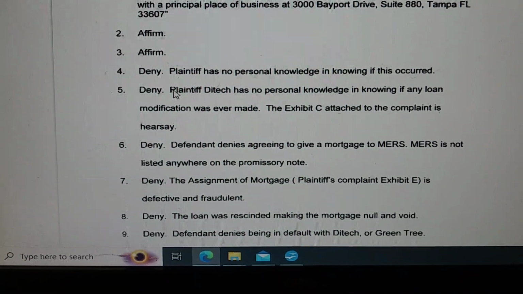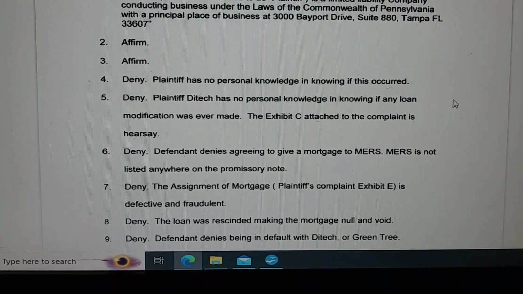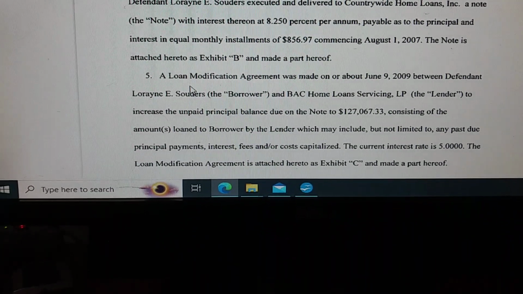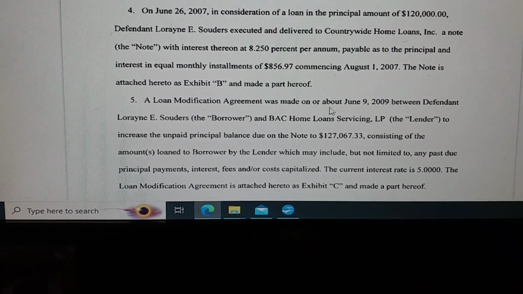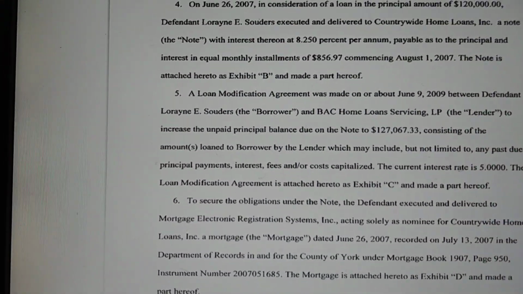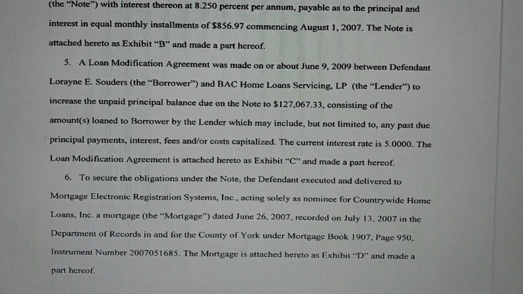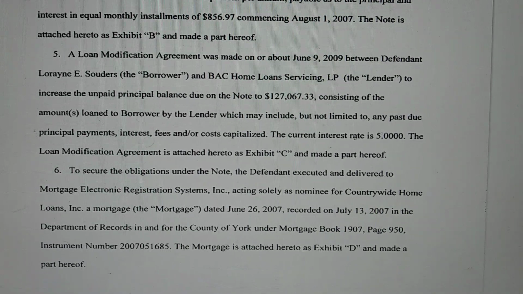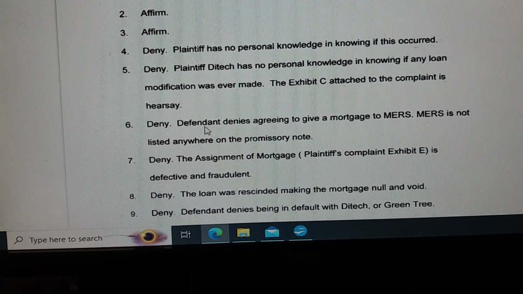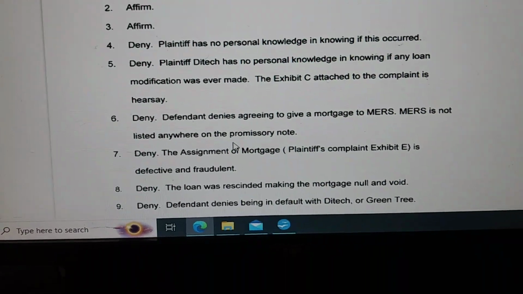Number 5, deny. Again, they have no personal knowledge in knowing if any loan modification occurred. Go back to the complaint. Number 5, a loan modification agreement was made. Okay, well, you know what? They don't have any knowledge if that really happened or not, and I can tell you there were problems with my loan mod. Number 6, to secure the obligations under the note, the defendant executed blah blah blah. Number 6, deny. Defendant denies agreeing to give a mortgage to MERS. MERS is not listed anywhere on the promissory note.